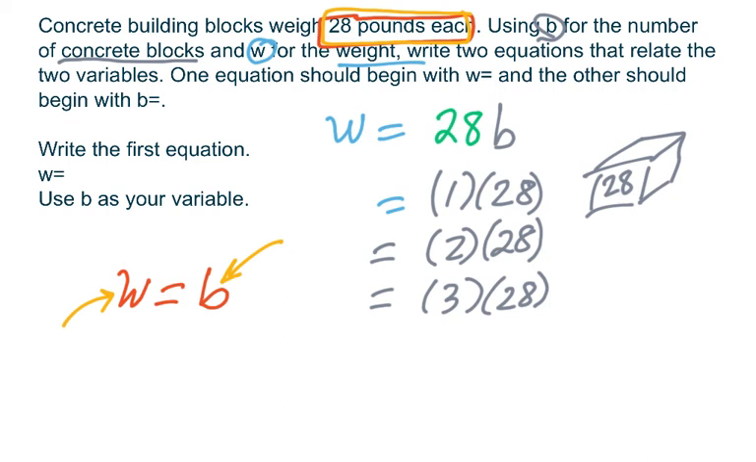So maybe you forgot that, you can think about it as W equals 1B or 1 times B, or for every B, it's multiplied by a value of 1. And then that would help you remember that actually this one can't be true because you haven't included the 28 pounds when you're using the equation W equals B.